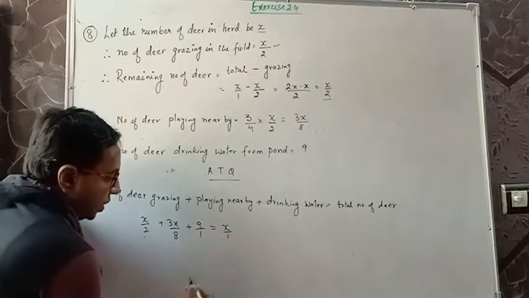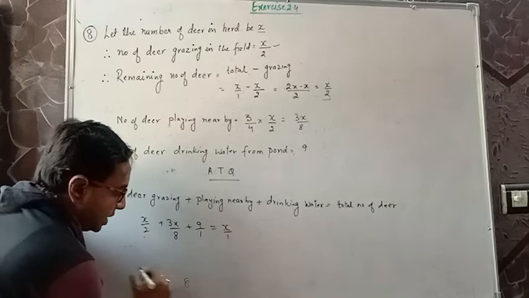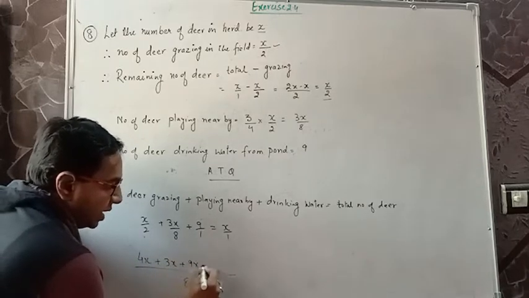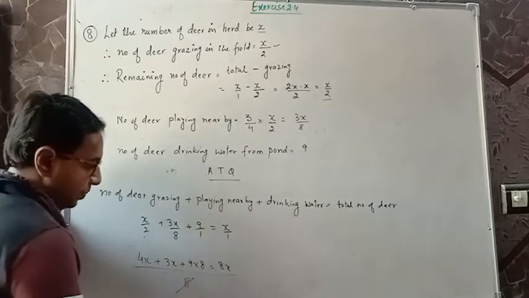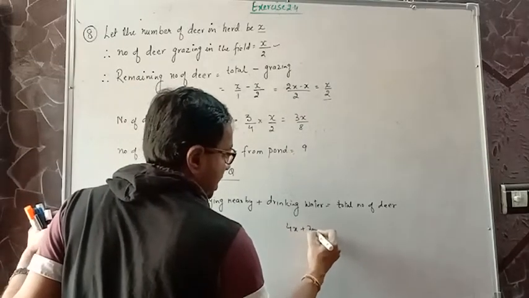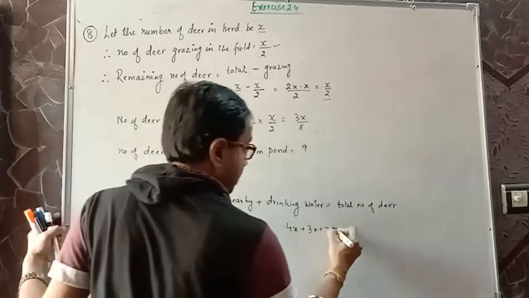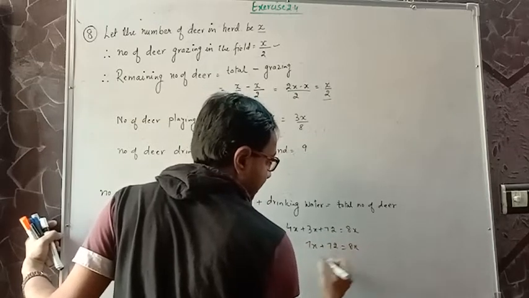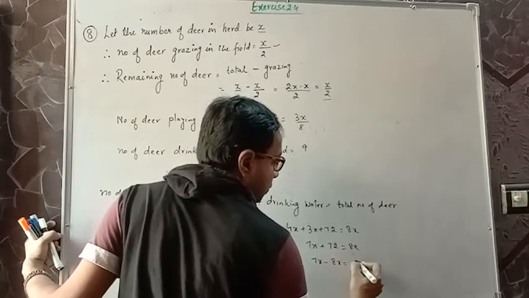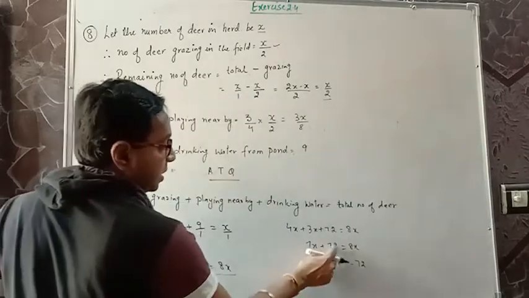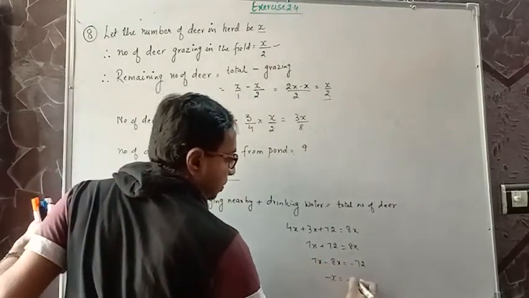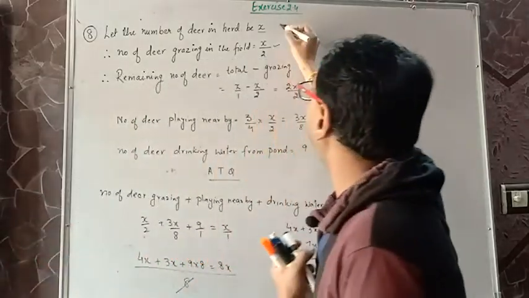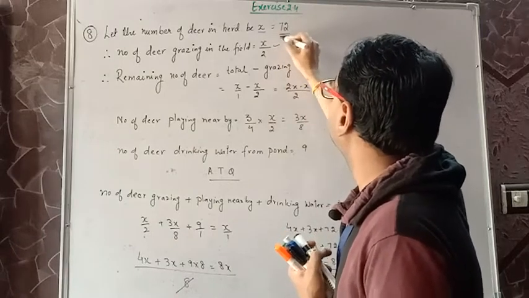Solve the linear equation. LCM of 2 and 8 is 8. So it will be 4x plus 3x plus 9 into 8, that's 72, equal to 8x. Discard the LCM; we get a simple equation now: 3x plus 72 is equal to 8x. 7x plus 72 is equal to 8x. 7x minus 8x is equal to minus 72. Minus x is equal to minus 72. Cancel out minus minus. Therefore, the answer is 72. So the number of deer in the herd is 72.